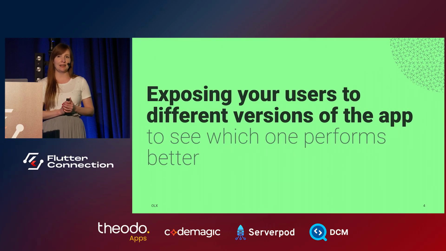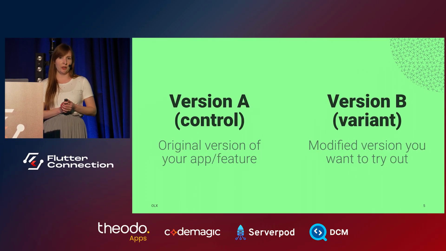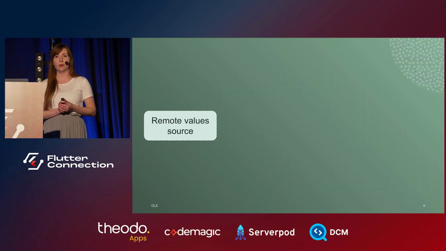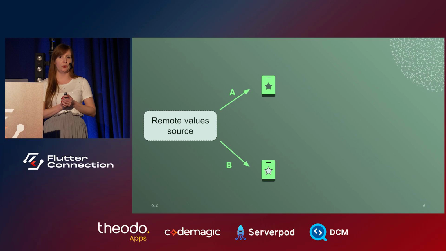So basically, A/B testing is exposing your users to different versions of the app to see which one performs better. And usually we have at least two different versions of the app or a feature, with one of them being the so-called baseline, so something that you already had in your application, and another version is a variation that you want to try out. And usually you are having some kind of remote values data source that will be distributing different values to your application, let's say A and B.